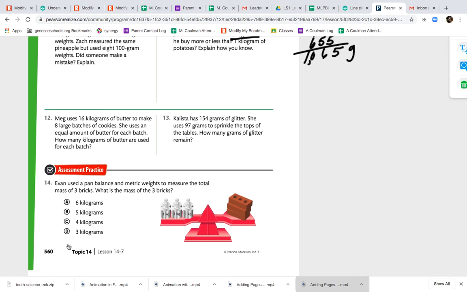Let's look at number 12. Number 12 says, Meg uses 16 kilograms of butter to make 8 large batches of cookies. She uses an equal amount of butter for each batch. Separating equal amounts means division, right? How many kilograms of butter are used for each batch? Well, if you have 16 kilograms of butter and you're making 8 batches, how many kilograms are in each batch?